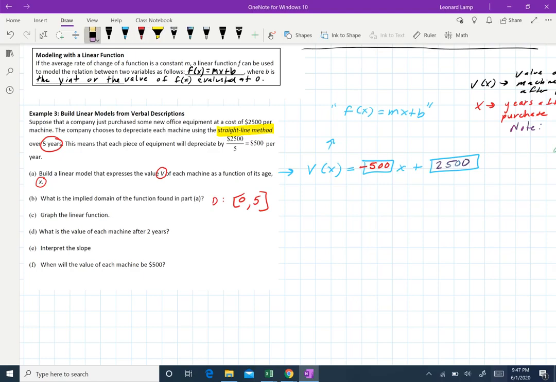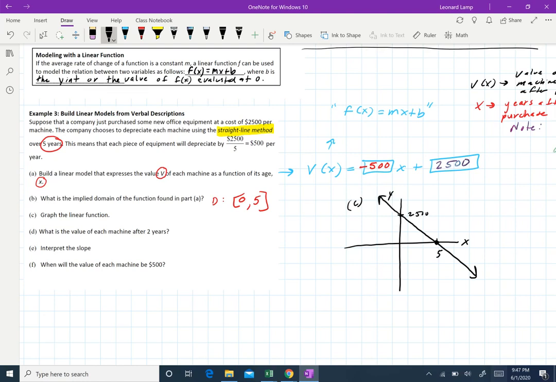Now it says graph the linear function. It's going to be hard because we have huge numbers here, but let me give an idea of what this looks like. For part C, all you're doing is noticing that you have a y-intercept at 2,500. 5 years later, it's going to touch the x-axis, because it's going to be worth nothing. And then you're just drawing a line that looks something like this.